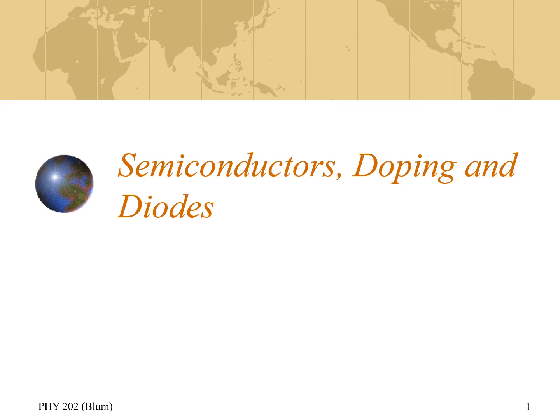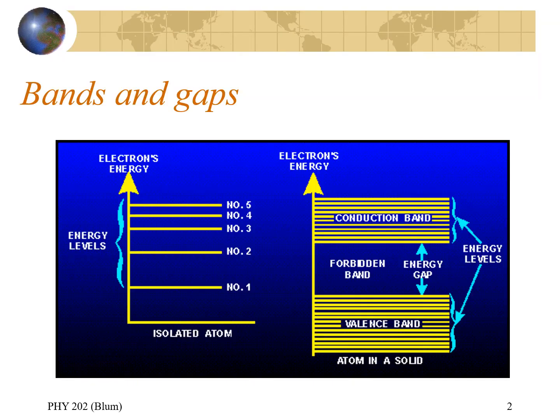We will continue our discussion of semiconductors and look into doping and diodes. Recall that we brought together the isolated atoms with their quantized energy levels, and that those energy levels formed bands, regions of allowed energy, separated by gaps, regions in energy space that are not allowed.